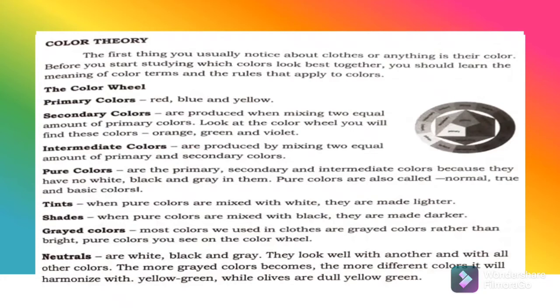Pure colors you see on the color wheel. Neutrals are white, black, and gray. They look well with one another and with all other colors. The more gray a color becomes, the more different colors it will harmonize with. Olives, for example, are dull yellow-green. So the neutrals can be matched with any color. Black can be matched with any color, same with white and gray.